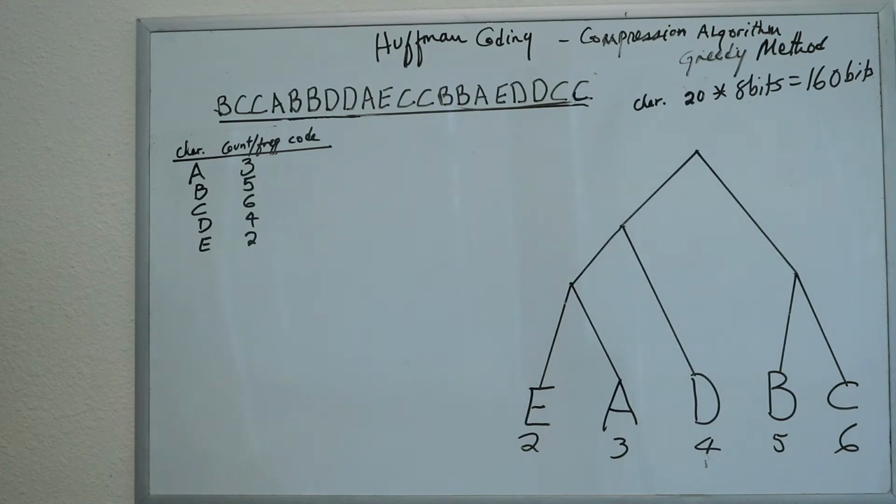So this lecture is on Huffman coding. It's a compression algorithm that uses the greedy method, a greedy algorithm.